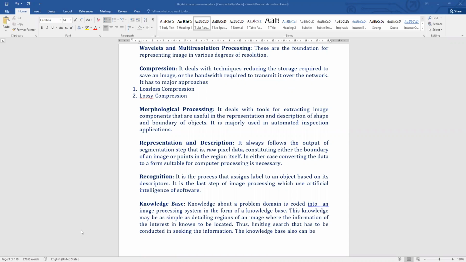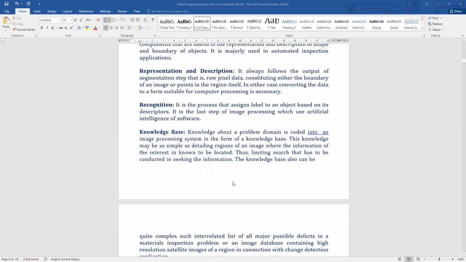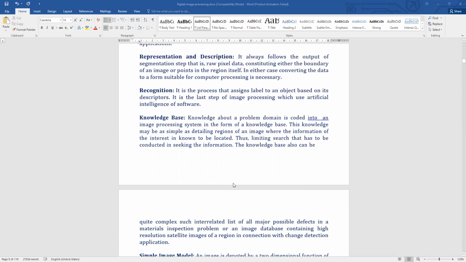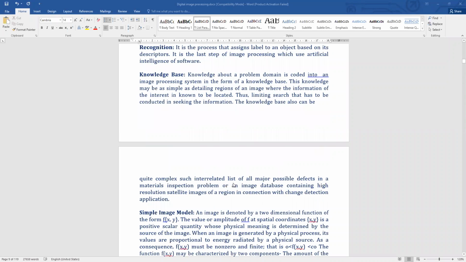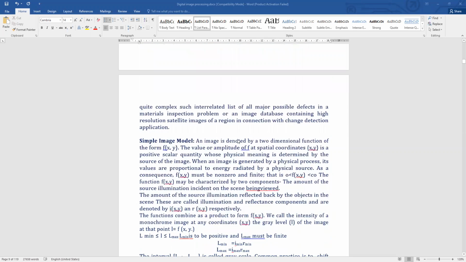अब knowledge base क्या है? Knowledge about the problem domain is coded into an image processing system. So the knowledge may be simple, such as detailing regions where the information of interest is located. अब limiting search है, conducting seeking information. Knowledge base can also be quite complex, such as an interrelated list of all major possible defects. So हम उन सब database को आपस में link लेते हैं. जैसे suppose करो resolution of satellite image. So we have to do detection for a particular application. हम उसको search कर रहे हैं.